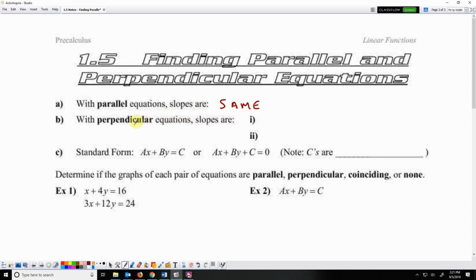If lines are perpendicular, then in their equations you'll find that the slopes are opposite, meaning that the sign is opposite, and reciprocals, which means the fraction will be flipped.